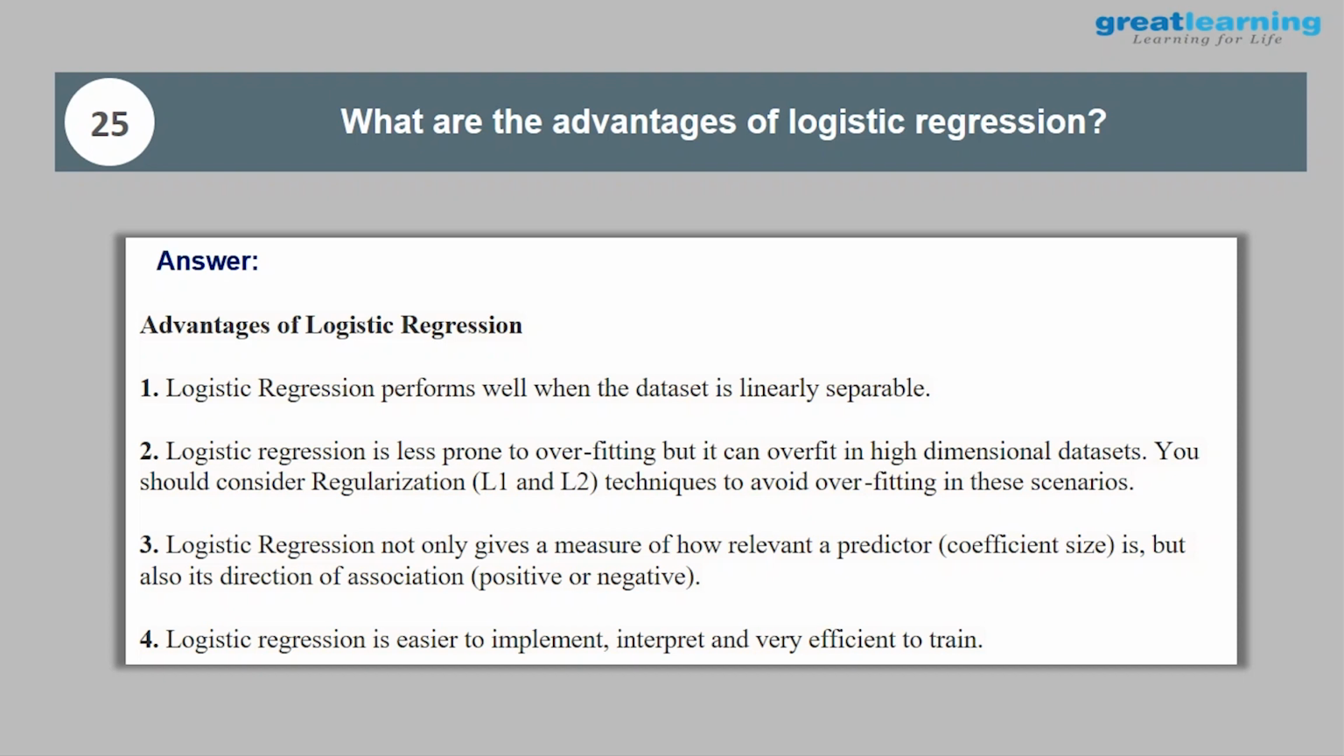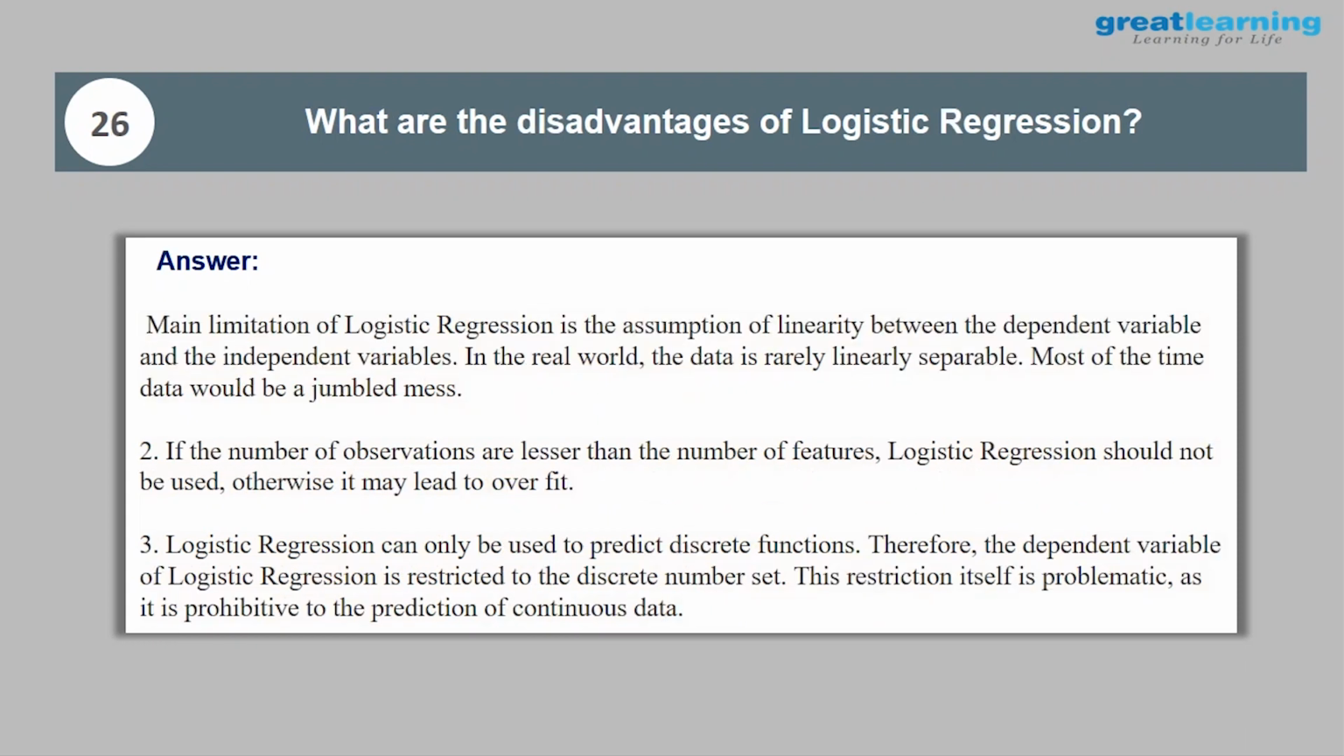Logistic regression not only gives a measure of how relevant a predictor is, that is, its coefficient size, but also its direction of association, positive or negative. Logistic regression is easier to implement, interpret and very efficient to train. Now let's have a look at what the disadvantages of logistic regression are.